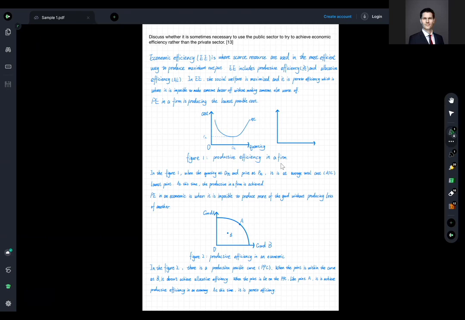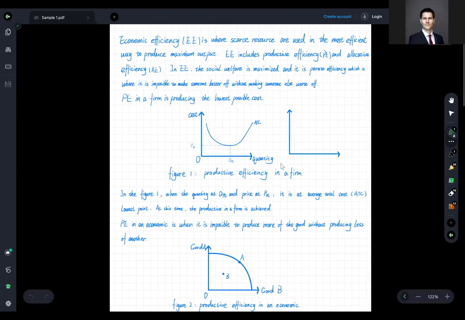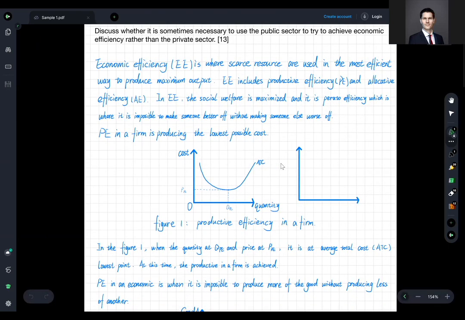And the essay question is: discuss whether it is sometimes necessary to use the public sector to try to achieve economic efficiency rather than the private sector. So my understanding here is that public sector basically means government intervention. Basically, yes, in a free market economy, if we only have the private sector, then it might not always be possible to achieve economic efficiency.